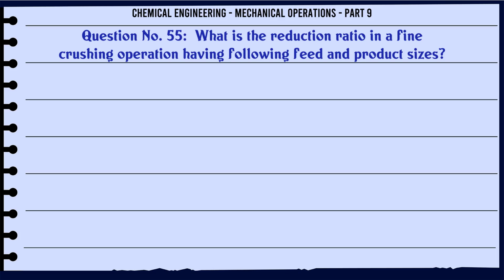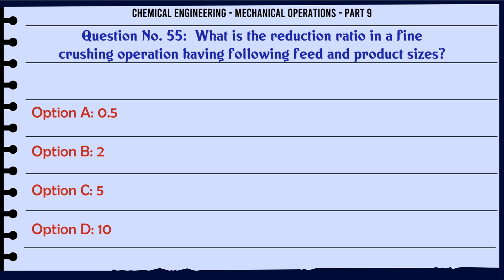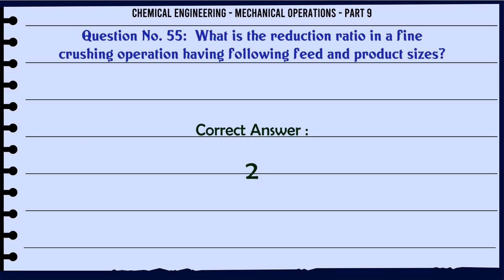What is the reduction ratio in a fine crushing operation having the following feed and product sizes? A. 0.5, B. 2, C. 5, D. 10. The correct answer is 2.